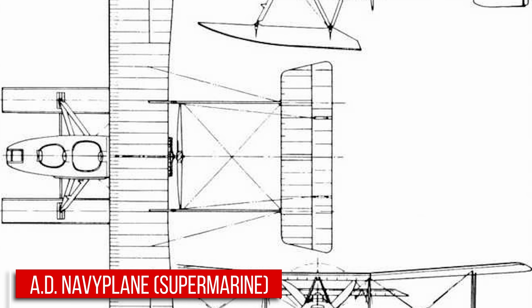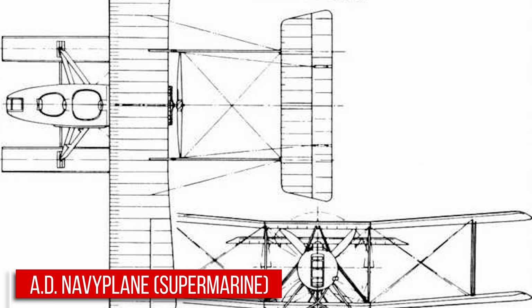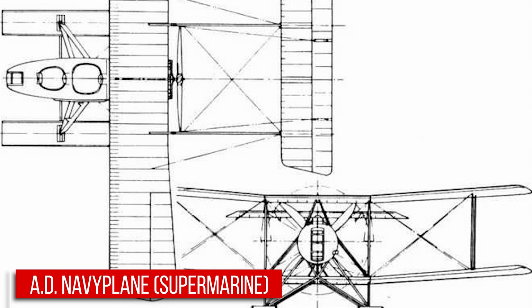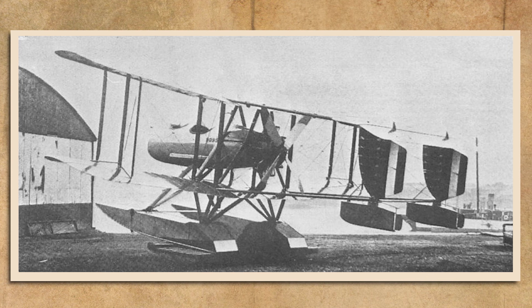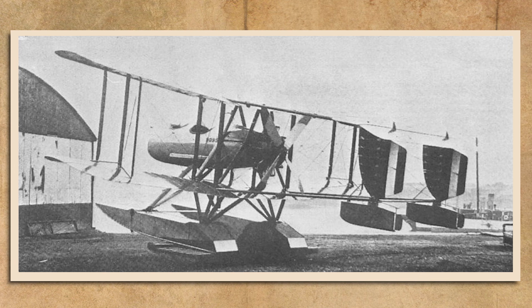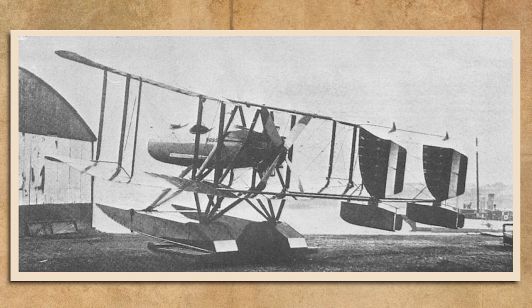As the detailed design work and all of the construction was done by them, it can probably be considered a Supermarine aircraft more than an Admiralty one. It was completed as a 2-bay biplane. Accommodating a crew of 2, its lightweight nacelle was fitted with a Lewis gun and came with a wireless radio.